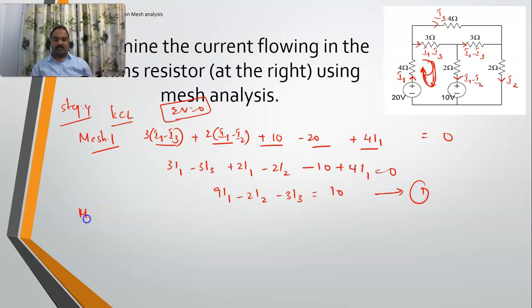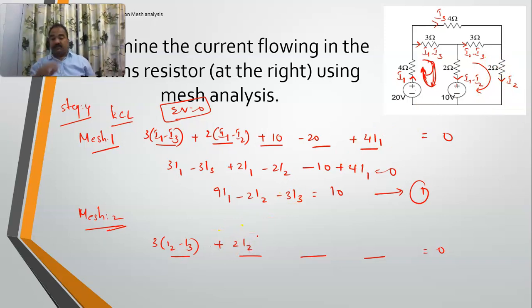Now coming to mesh number 2, what is the equation? This is mesh number 2, right? 1, 2, 3, 4 elements are there: 3 resistors and 1 voltage source, right? First element, 3 into I2 minus I3. Next, it is going in the same direction, so it is 2I2. And here it is a voltage source going in the opposite direction, so it is minus 10. And again, see here, the current is moving from top to bottom.